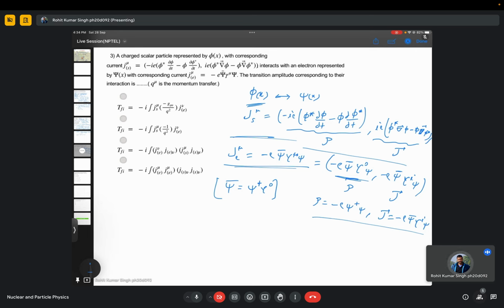Okay, so yeah, let's try something. So you know the Dirac equation, right? Gamma mu p mu minus m psi is equal to 0. So this is the Dirac equation for a free electron or free fermion without any interaction.